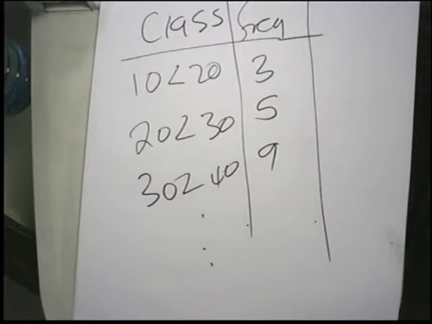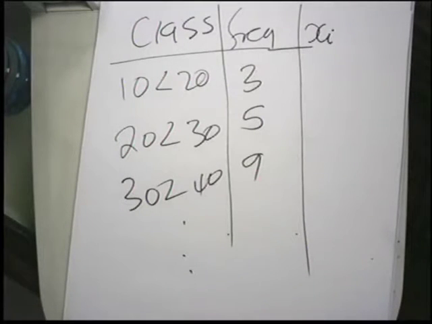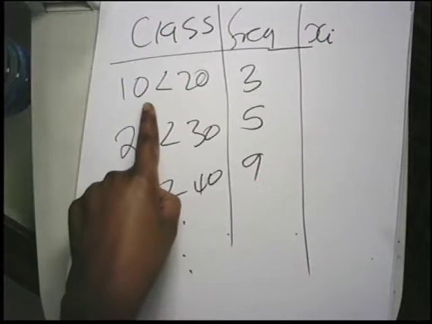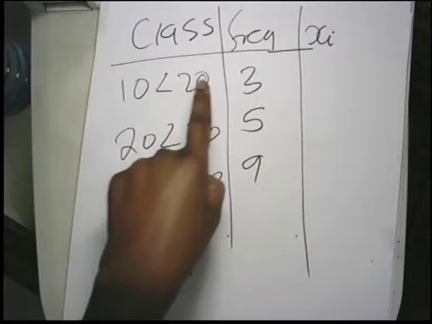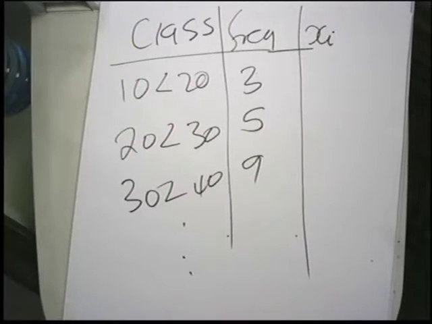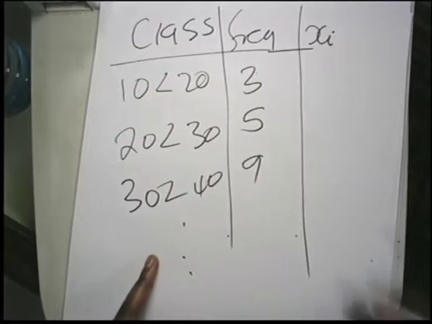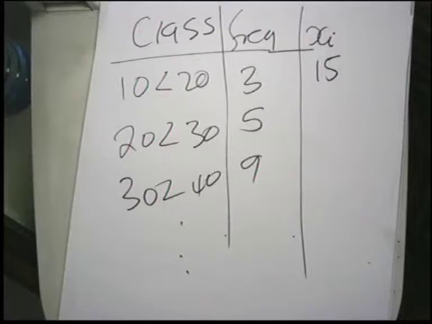Now, this is how the table is given to you in the assignment or in the exam. The first thing that you are going to do is to add the midpoints that we call xi. Those are the midpoints. How do you find the midpoint? You take the lower bound, add the upper bound, or lower limit, add the upper limit, and divide them by 2. 10 plus 20 is 30, divide by 2, you are going to get 15. That is your first midpoint.